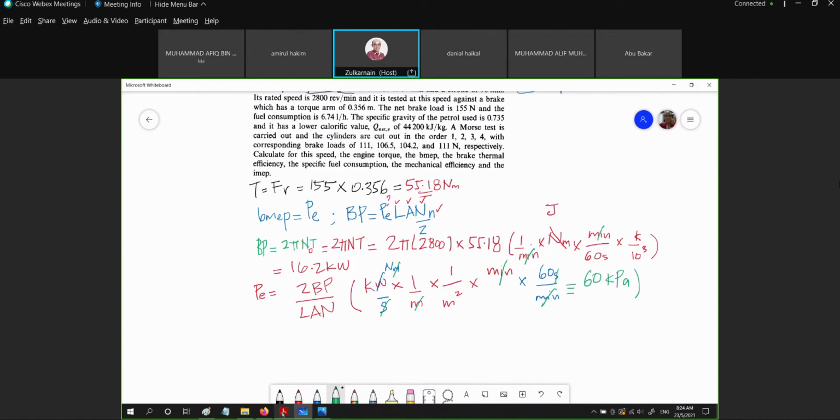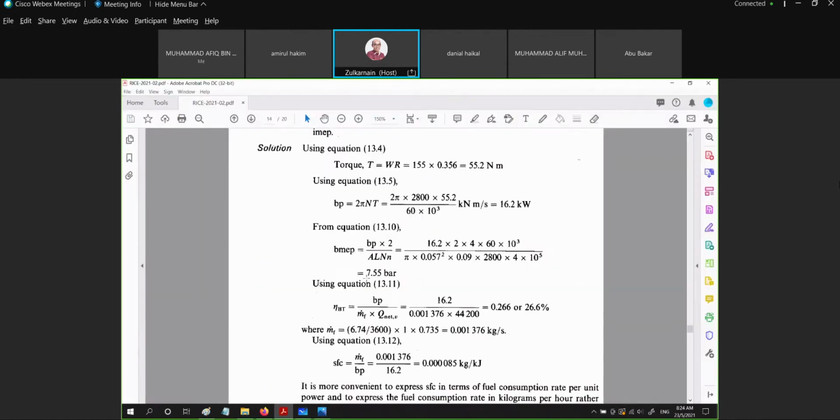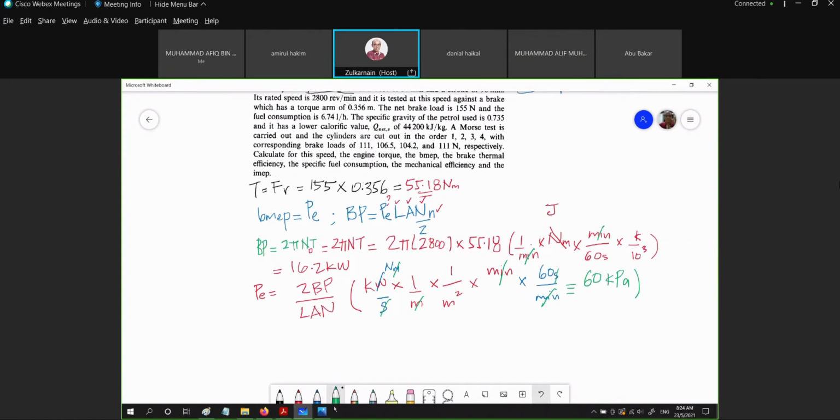If we look at our solution, we will get the BMEP as 7.55 bar. Oh, it is in bar, so we have to do something. How to get it in bar? This is kilopascal. How many kilopascal is one bar? Divide by 100. Okay, this is 1 bar. So be careful, always be careful with your unit. You often make mistakes on units. So you will get your PE as in the text.